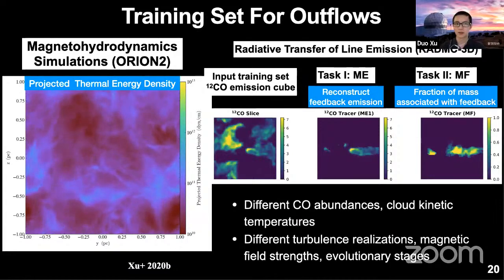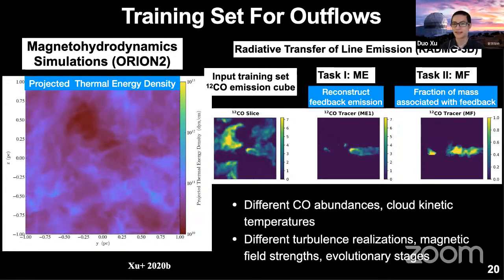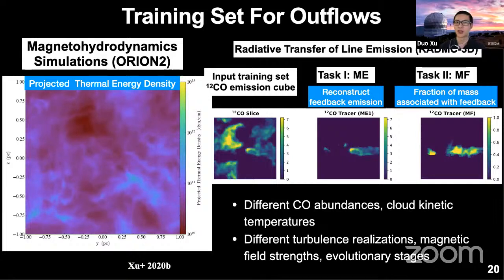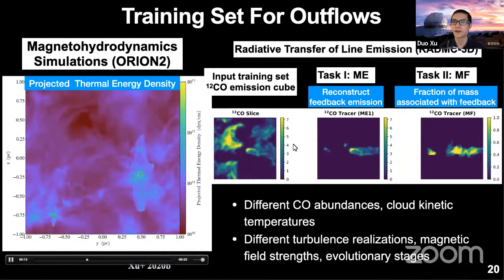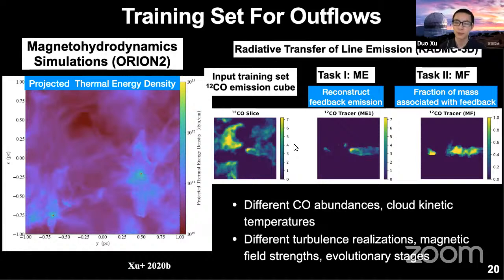Similarly, to enhance our training set, we adopt different turbulence, different magnetic fields, and different stages. Also, when we do our synthetic observation, we adopt different CO abundances and different cloud temperatures to simulate different physical and chemical conditions of the cloud.